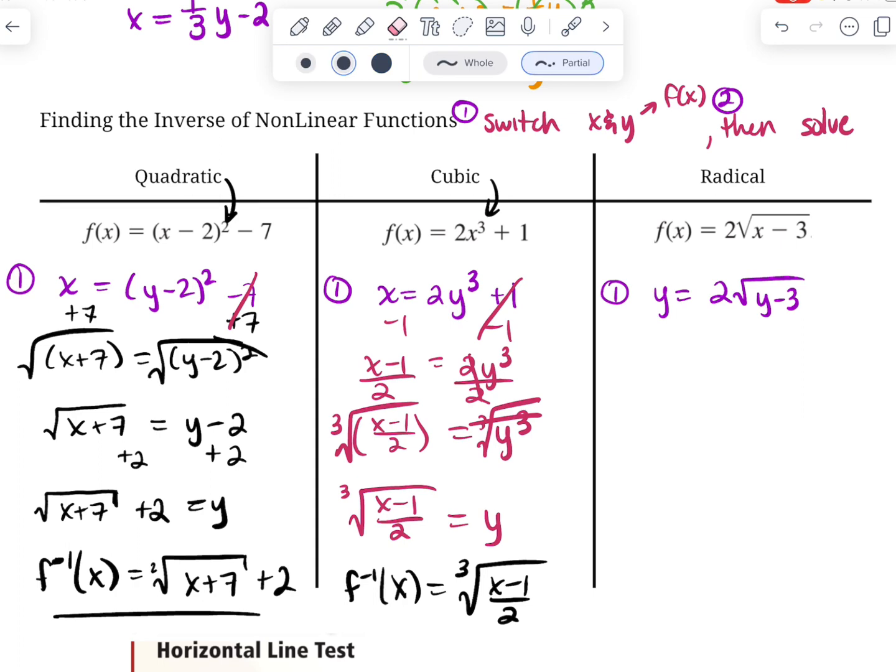Oh, I'm so sorry, guys. I hope that didn't totally mess you up. That's an x right there.